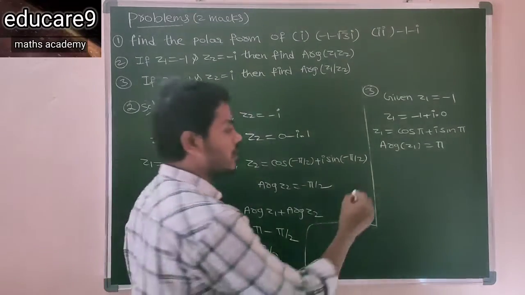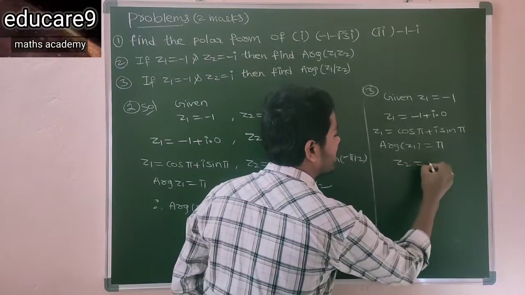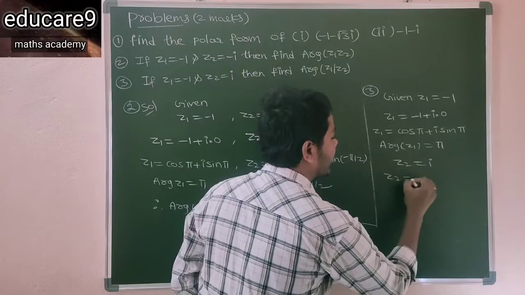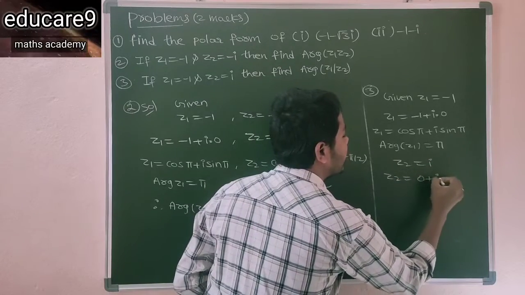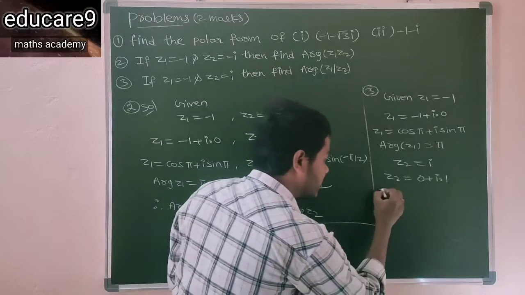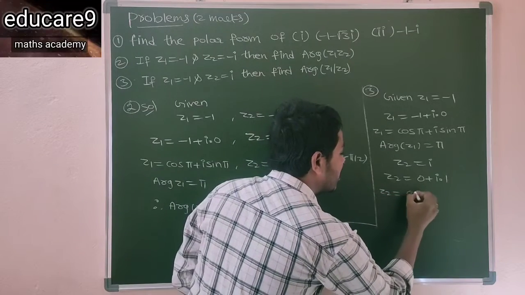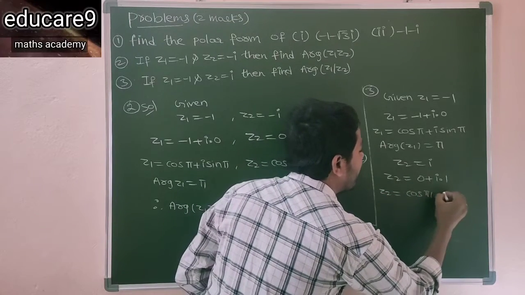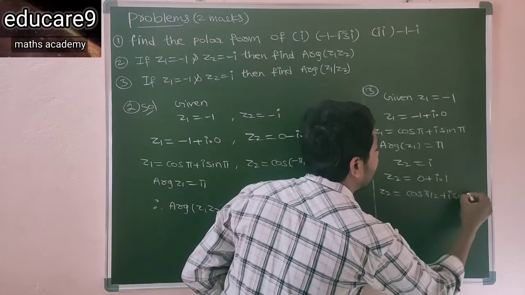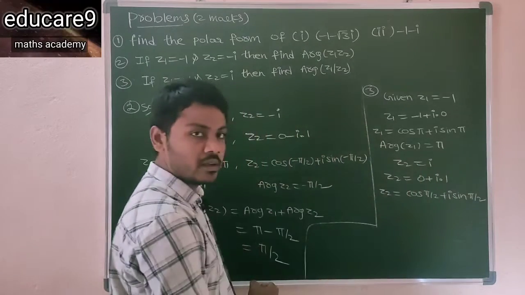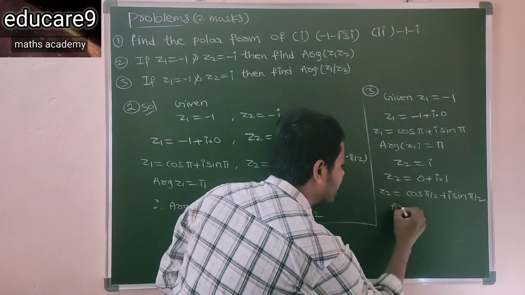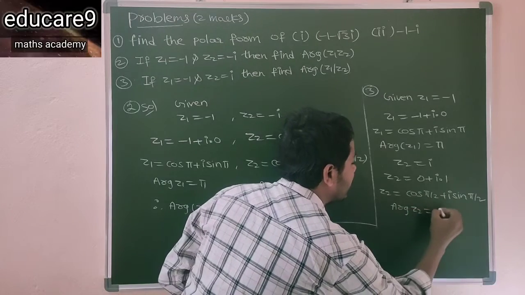Next, z2 is what? That is i. So z2 is equal to i. So z2 can be written as 0 plus i into 1. And z2 is cos pi by 2 plus i sin pi by 2. So therefore argument of z2 is what? Pi by 2.